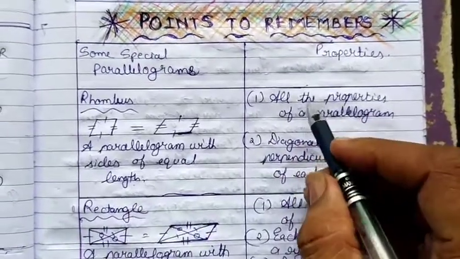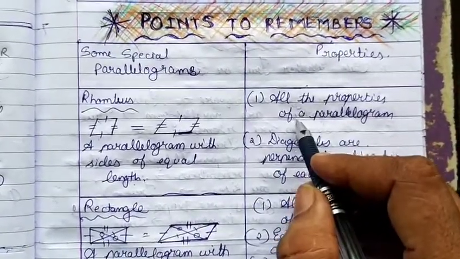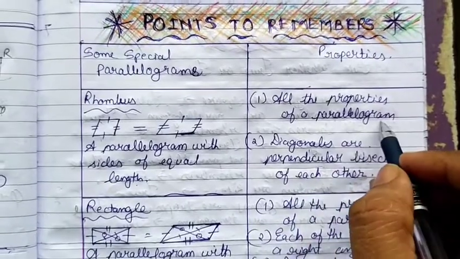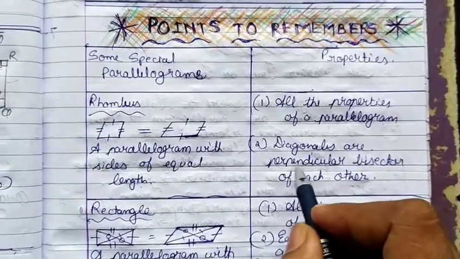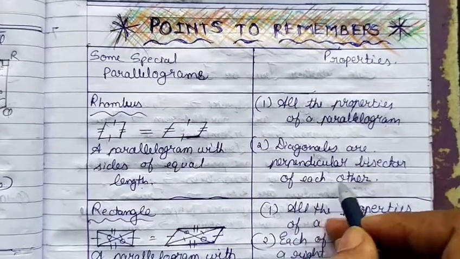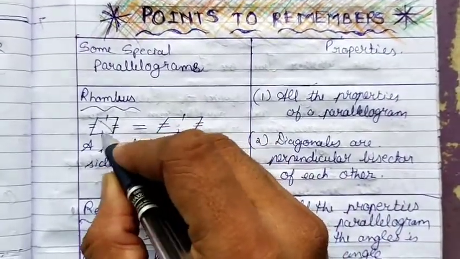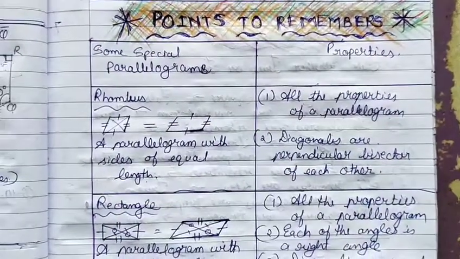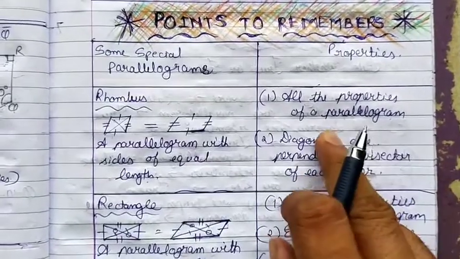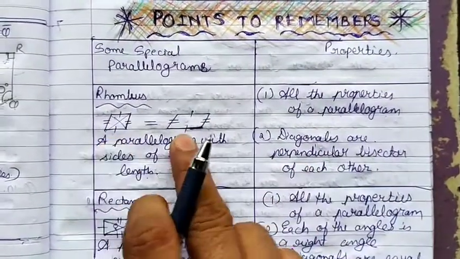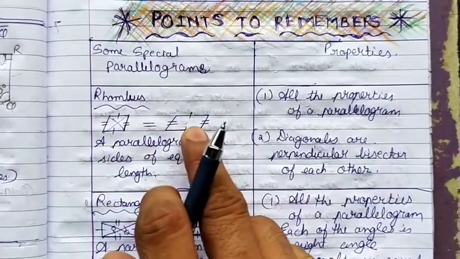Now the property: if you see all the properties of a rhombus as a parallelogram, the diagonals are perpendicular bisectors of each other. In a rhombus, diagonals are always perpendicular bisectors, 90 degrees. This is the property of a rhombus you have to remember. A rhombus can be a parallelogram, that is why I had equalized both the figures.